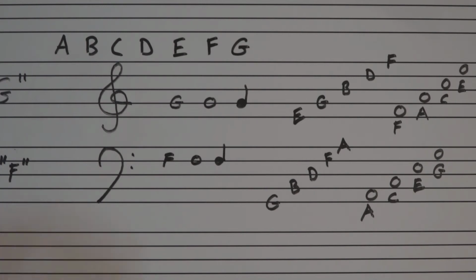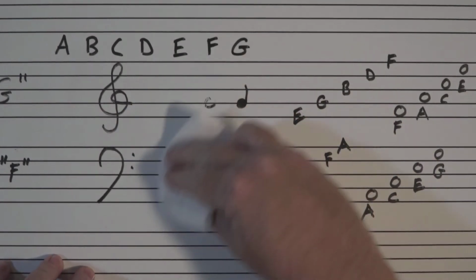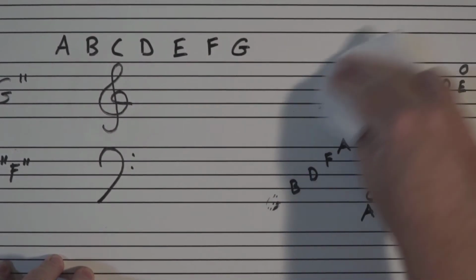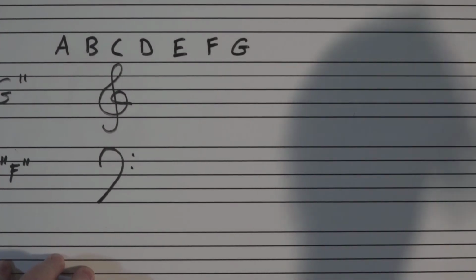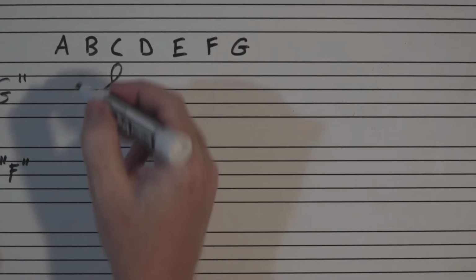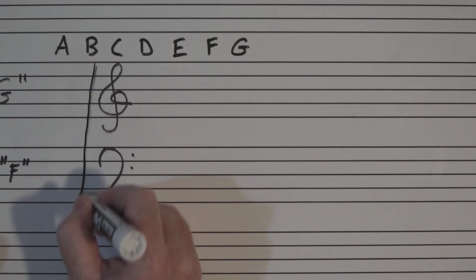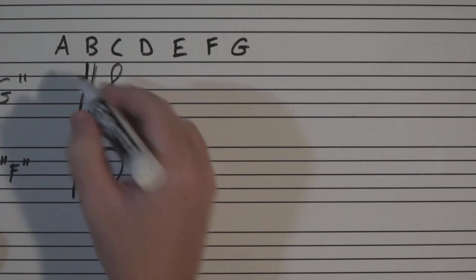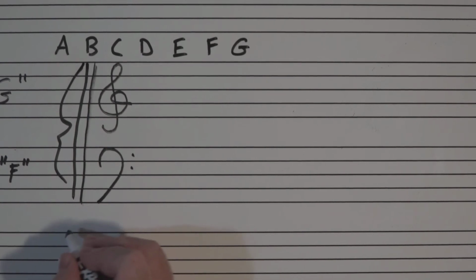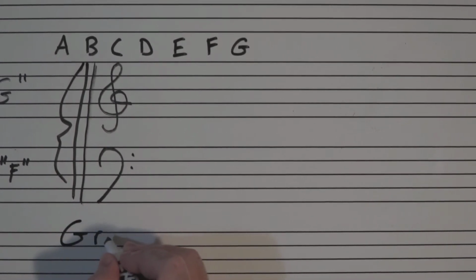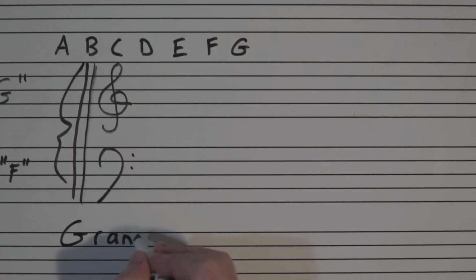So now let's see what happens when we put the treble clef and the bass clef together. Let's draw a bracket at the end. And now we have what we call a grand staff.